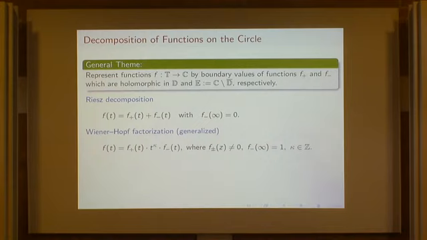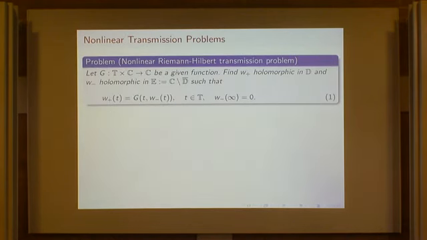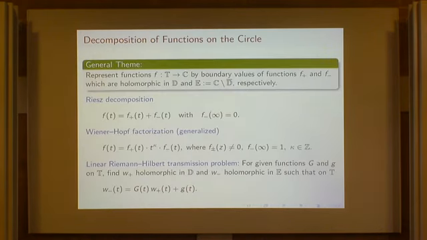Also, this is Wiener-Hopf factorization. Here we have an additive representation. Here we have a multiplicative representation. And there we already need this index here as kind of a diagonal thing which reflects some winding numbers. And more generally, we can consider these Riemann-Hilbert transmission problems. We are still in the scalar case. So this capital G and small g are given functions on the circle.